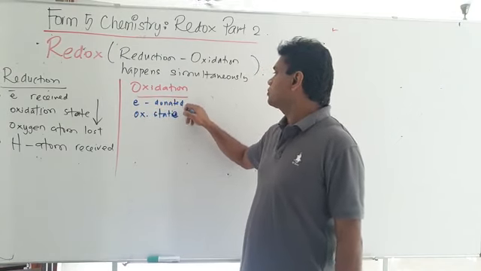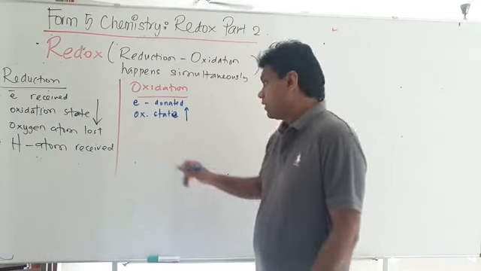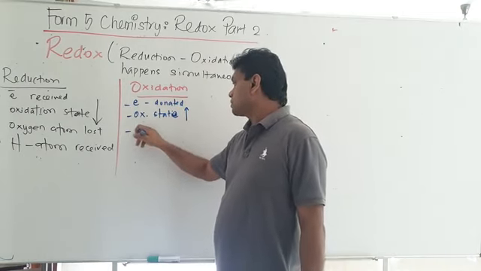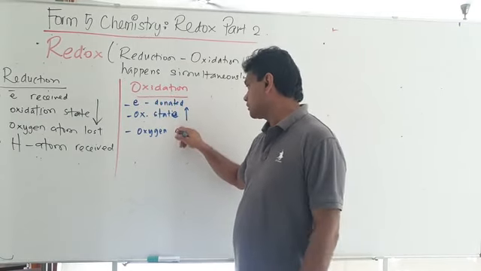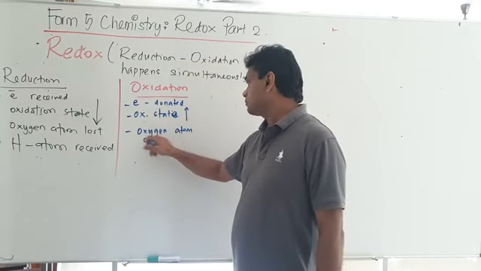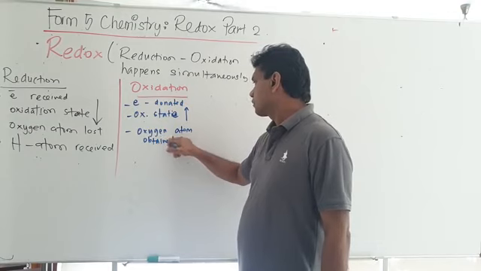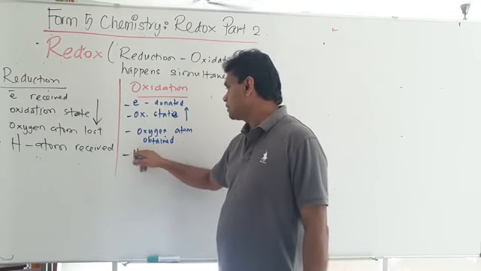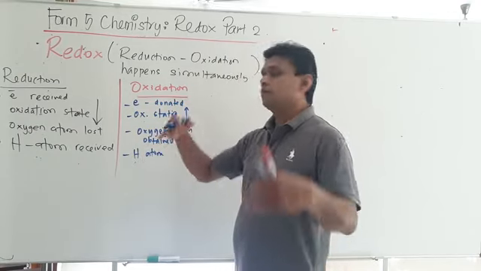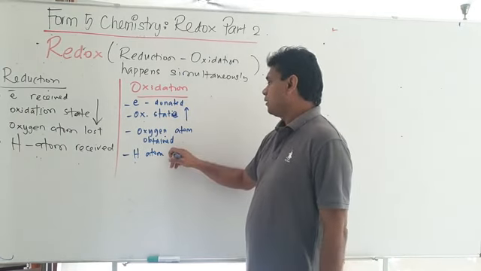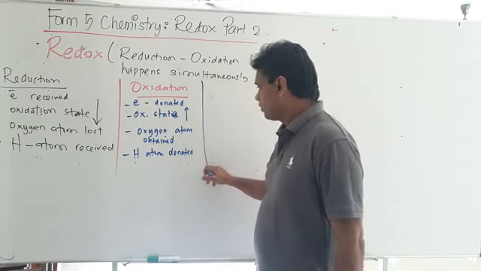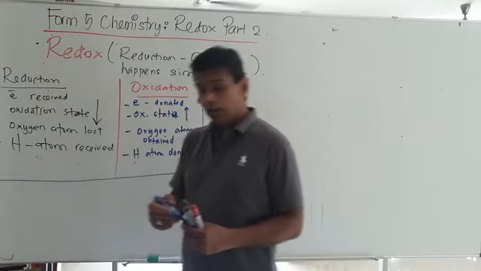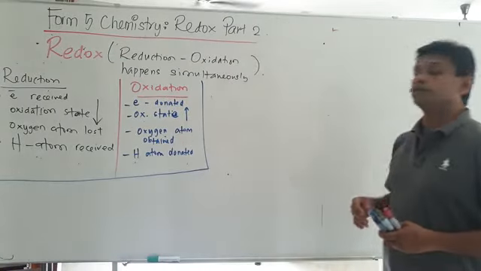State increases, which means what? The charge increases. And then number three is oxygen atoms obtained. And number four, hydrogen atoms are given away, all right? Donated or given away. So these are the definitions, all right? Okay. Now let's see how this can actually come out in the exam, okay?